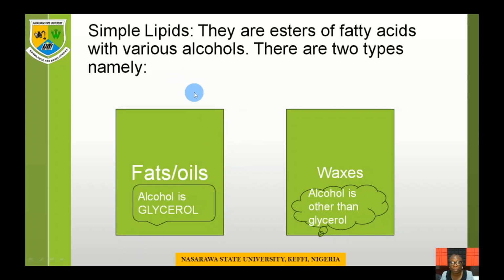Simple lipids are basically the esters of fatty acids with various alcohols. When you have esters of fatty acids with alcohols, they are called simple lipids, and they are of two types, namely fat and oils, and then the waxes. The alcohol in fat and oil is glycerol, while in waxes, long chain alcohols are esterified to fatty acids.